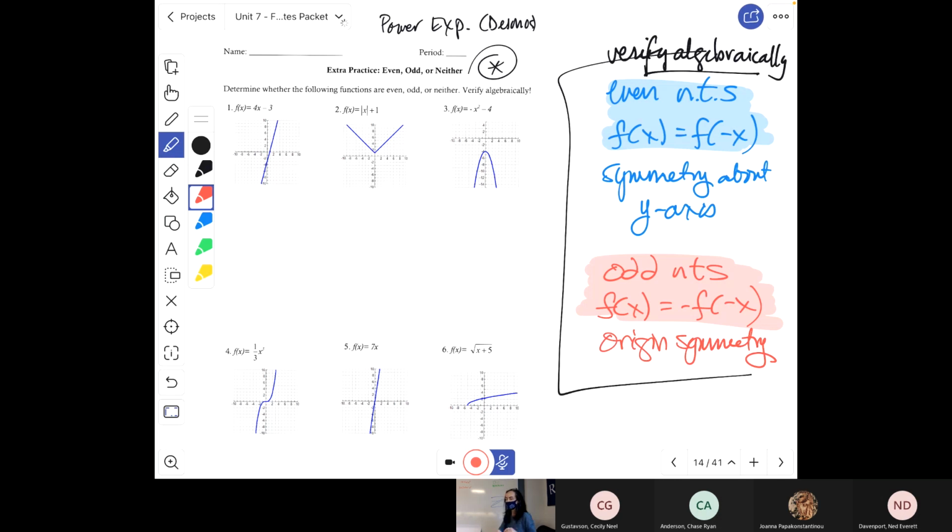If you get stuck, you can discuss it with a math friend. But I'd like to go over these before we leave today. Front and back. Make sure you can verify algebraically.